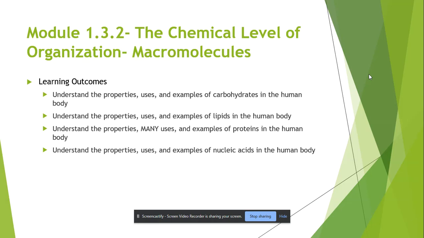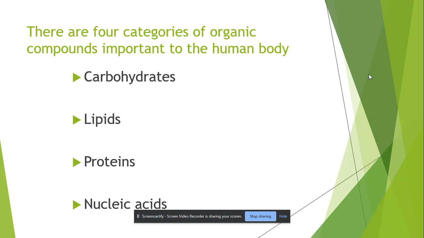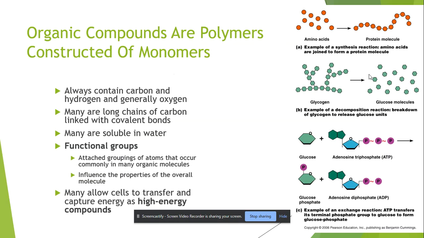And we're going to cover this briefly, as much as you need to know for Bio 168. A lot of these will come more into play as you get into 169, and especially if you move on to higher levels of science like biochemistry and things like that. So as I just discussed, there are 4 categories of organic compounds that are important to the human body. Those include carbohydrates, lipids, proteins, and nucleic acids.